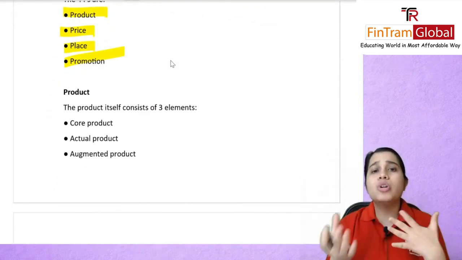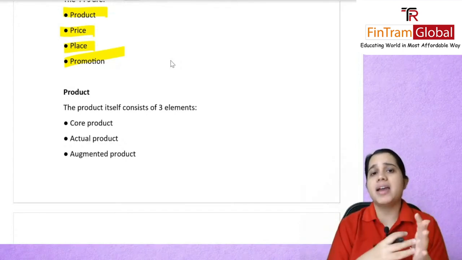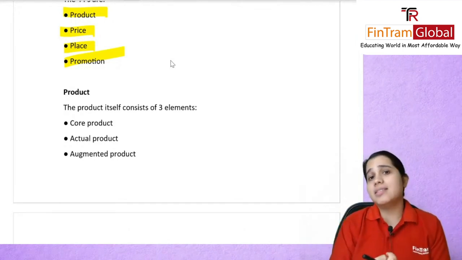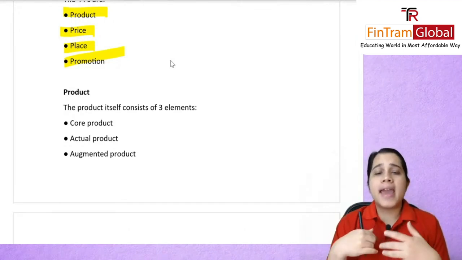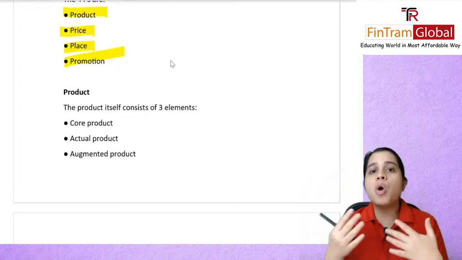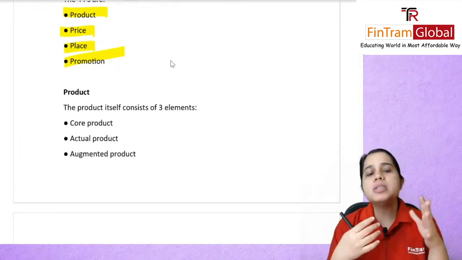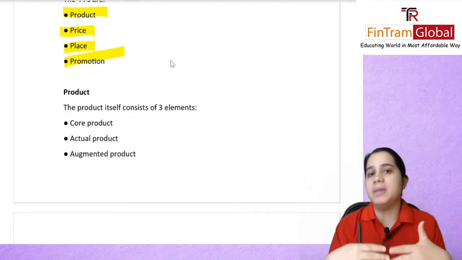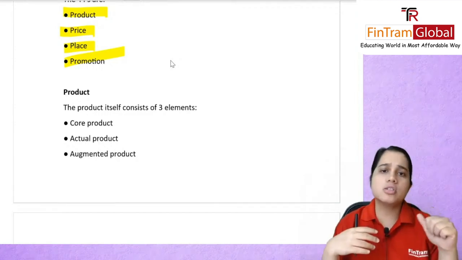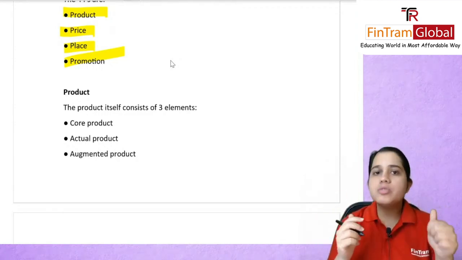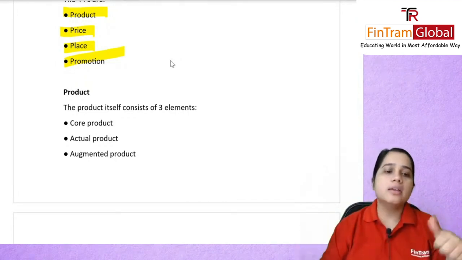Also, you could get MCQs from here, asking which P they are talking about. So let's say there's a company and they are now going online. They will just be selling online. So what P will be affected? Of course, place, right? Maybe they had stores and they're shutting them down, so now they are changing their place of business. You can get questions like that. So it's important to differentiate between these four P's, and how one is different from the other.